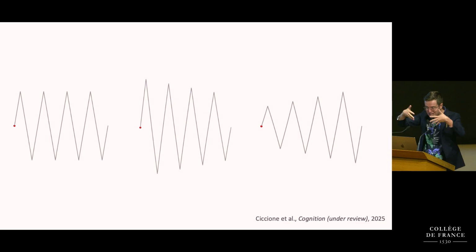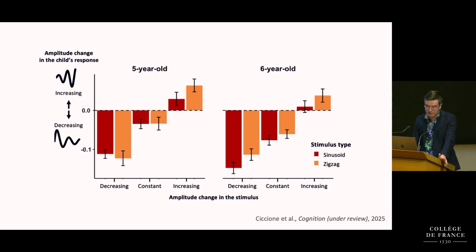There are two functional aspects together. Is the kid able to do both, to understand that he has to combine both aspects? And in fact, they can. So they can distinguish between functions that are decreasing in amplitude, staying constant, or increasing in amplitude at both ages. 5 years old, so it's even the beginning of formal schooling.